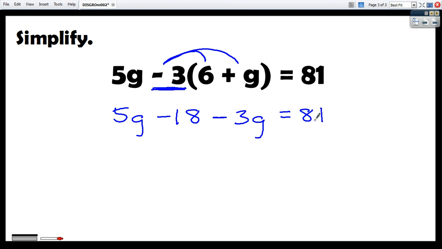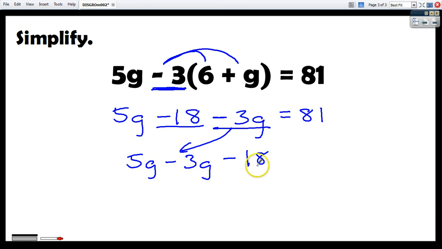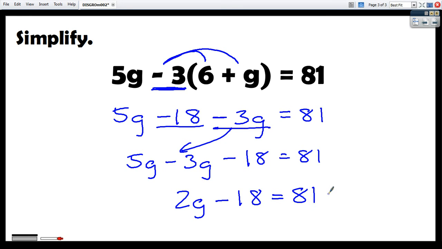Now, once again, moving things around so we can group them together, we've got 5g over here, minus 3g here, and it's this minus sign that goes with the 3g, so when we move it, it'll be 5g minus 3g, and then this minus 18 is just separate because it's a different type of item, equals 18, or sorry, 81. 5g minus 3g is 2g, minus 18 is still separate, equals 81. And once again, we've cleaned up and simplified the equation so later we can start solving.